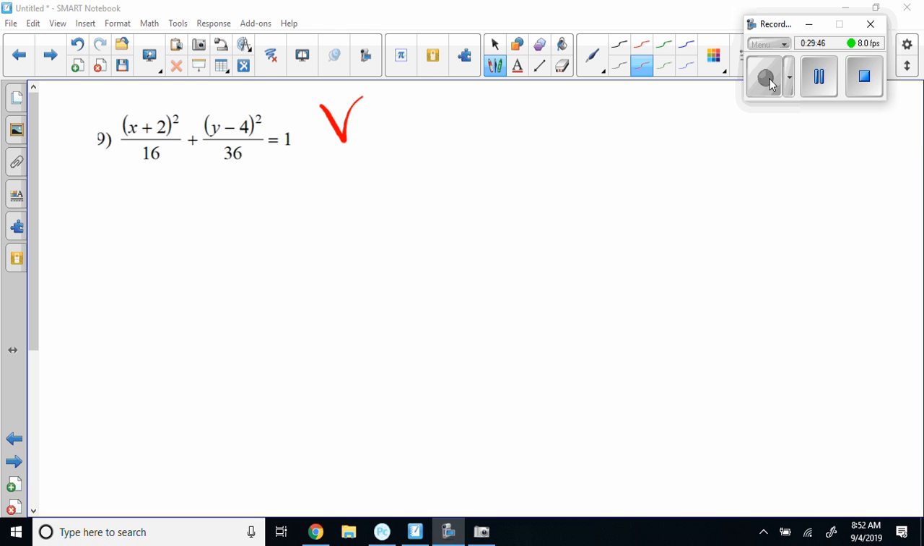So first things first, I'm pulling out my center. And write the center, because you can't just write C. So my center is (-2, 4), correct?